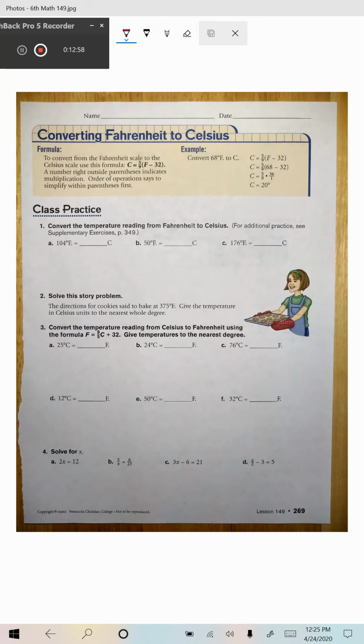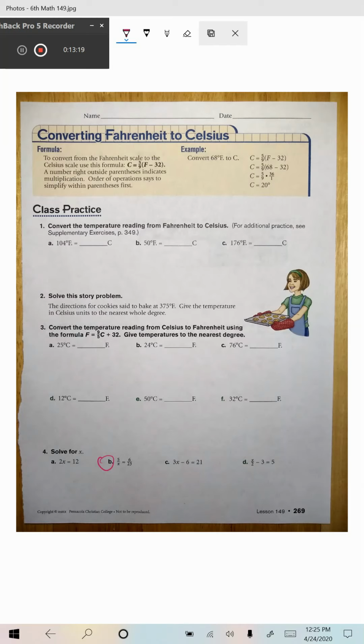Let's go down to solve for x. Now, the only one that has any issue is B. The rest should be pretty easy for you. So I'm going to do B with you, okay?